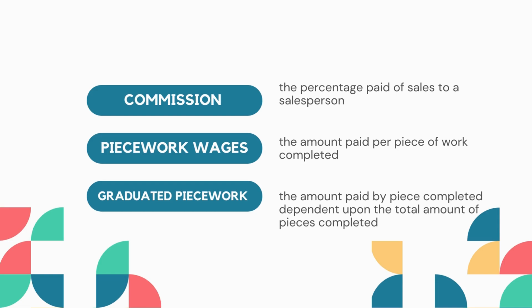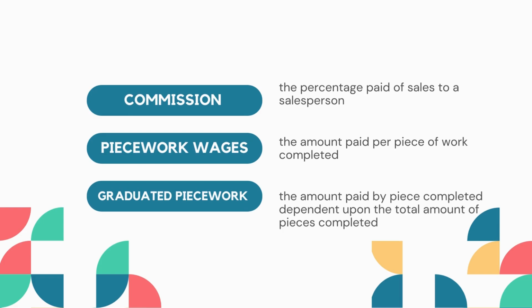Commission is when you're paid a percentage of the dollar amount you sell, like a salesperson, think car salesman or someone who's in a department store. The dollar amount that they get you to buy in clothing, they get a percentage of that.